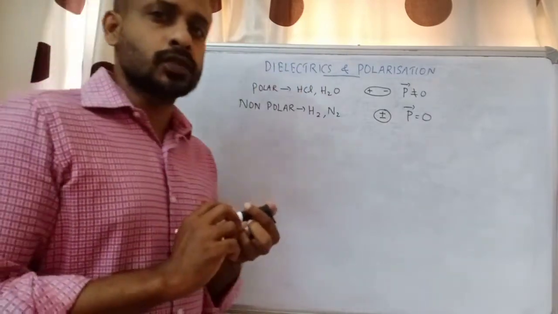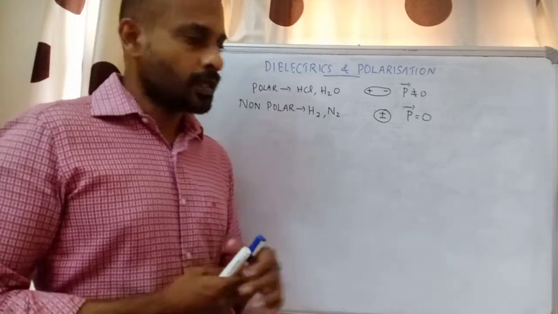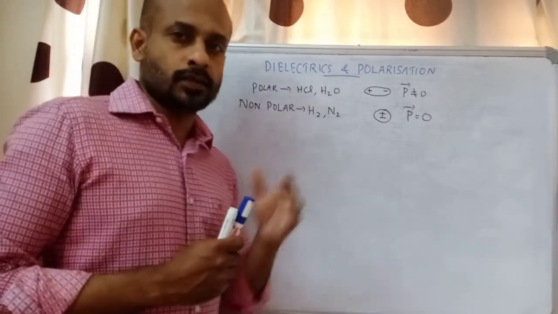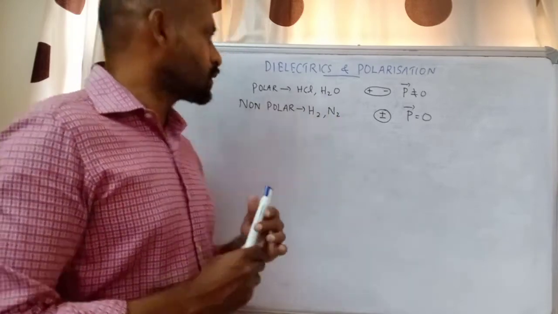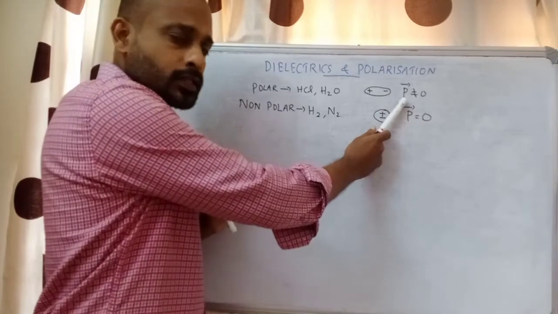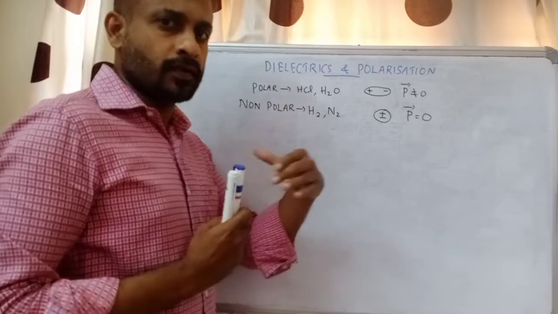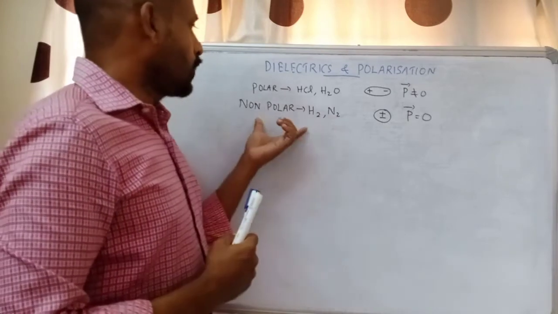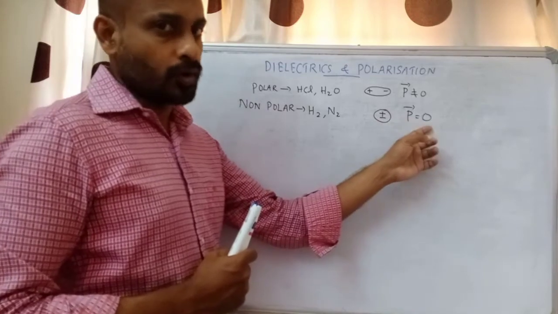So dielectrics are insulators which are able to transmit electrical effects, and these two will come under dielectrics, polar and non-polar dielectrics, or polar and non-polar molecules. For polar molecules, already in the normal state they have some dipole moment. So the dipole moment is non-zero. They behave as a dipole. Non-polar molecules in the normal state do not have a dipole moment. So the dipole moment is 0.